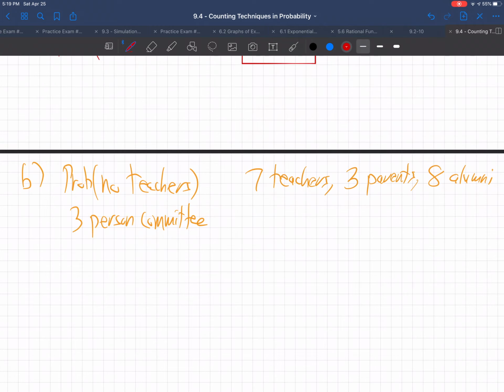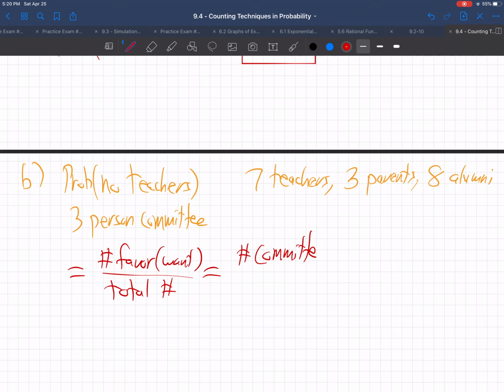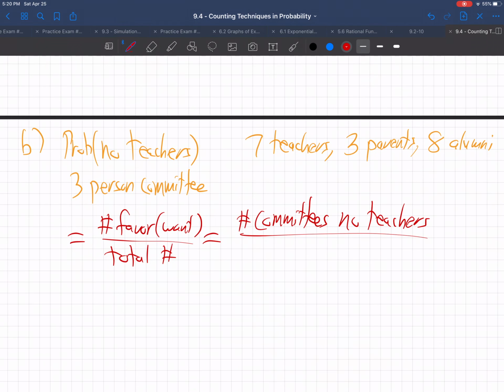Well, you know how this works. It's going to be the number in favor of what you want over the total number. And the number in favor would be the number of committees with no teachers over the total number. We already have the total number of committees, 816. That hasn't changed. There's a total of 816 different committees that are possible. So the only thing left for us to do is figure out this numerator.